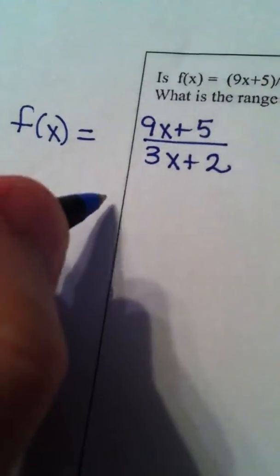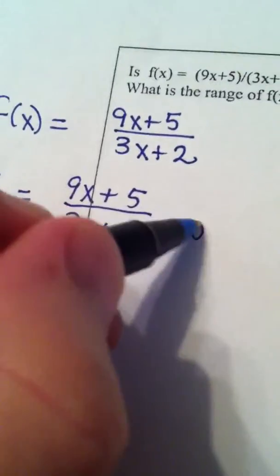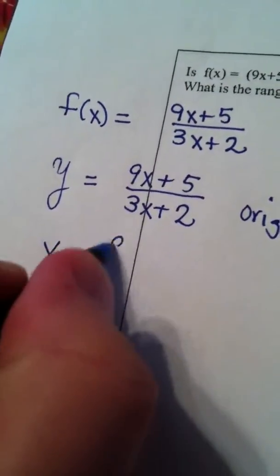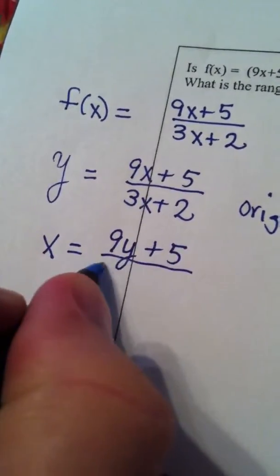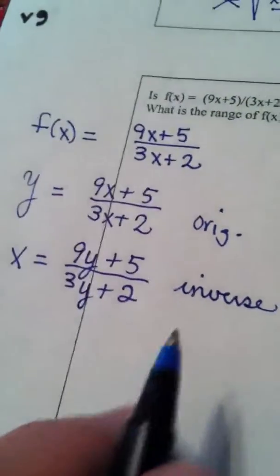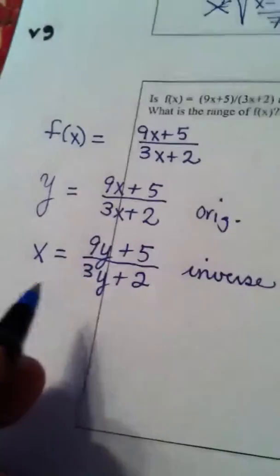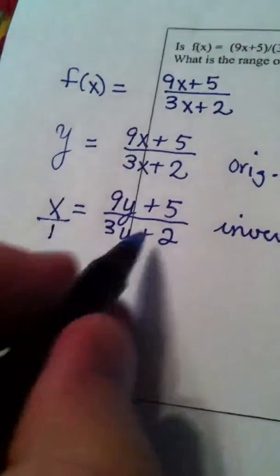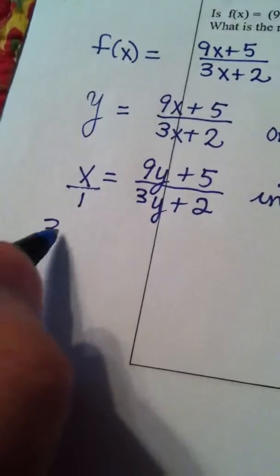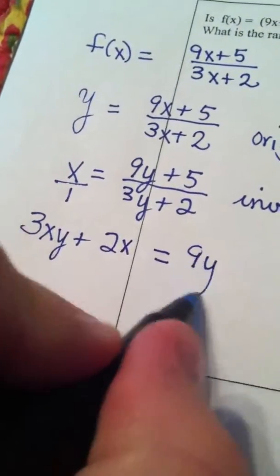Y equals 9x plus 5 divided by 3x plus 2 is my original function. When I find the inverse, I write x equals 9y plus 5 divided by 3y plus 2. That's my inverse function. So all I did is I changed y to x, and each of these x's became y's. This x is really x over 1. We want to solve this equation for y, so I'm going to cross multiply. X times this quantity results in 3xy plus 2x, and that's equal to 1 times this, which is 9y plus 5.